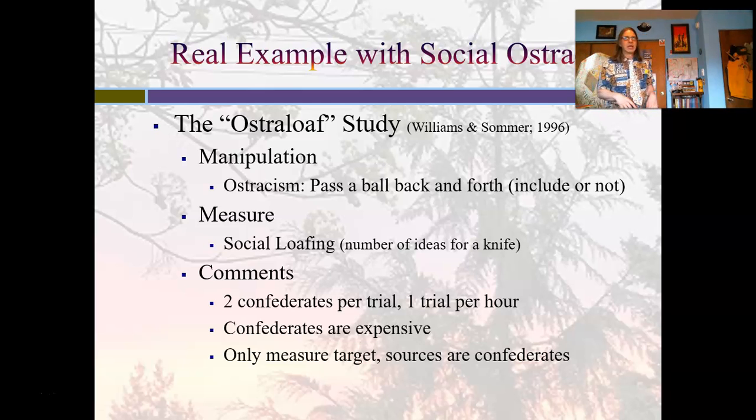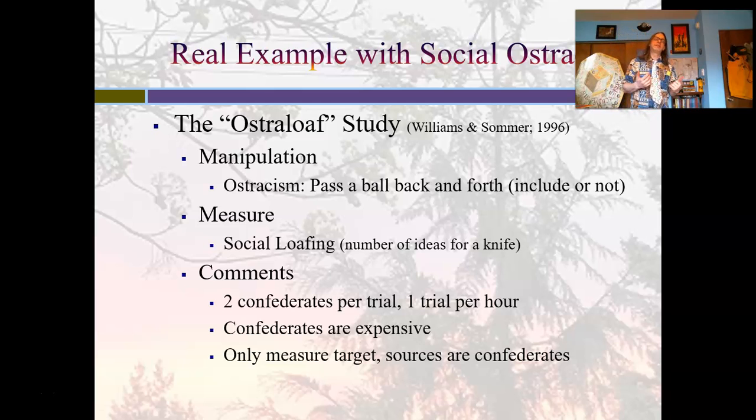Hang on. And so to manipulate ostracism in this study, two of us would sit there and we'd throw a ball back and forth. And if they were included, we threw the ball to them too. And then the three of us would throw a ball. And if they were being ostracized, then after a bit, me and the Confederate would just throw the ball back and forth.